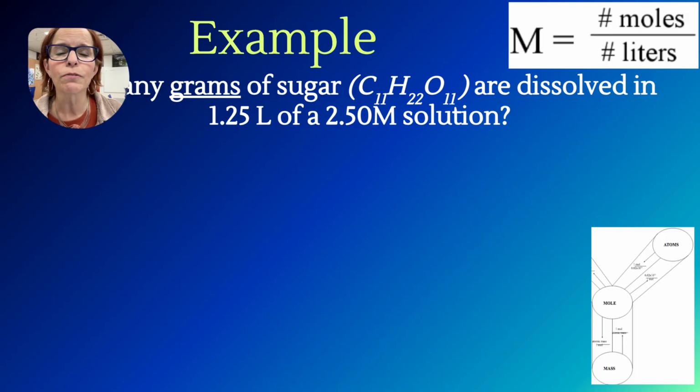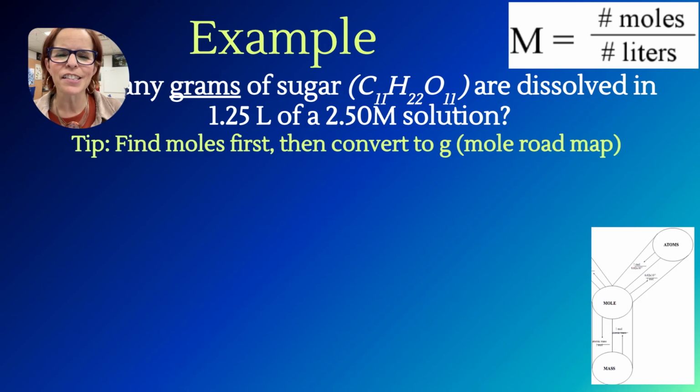It says, how many grams of sugar, C11H22O11, are dissolved in 1.2 liters of a 2.50 molar solution? Wow, that's a lot. Okay, so for one thing, anytime that I see molarity, also called molar, M-O-L-A-R, capital M, I know that it means moles over liters. So I can rewrite 2.5 capital M as 2.5 moles in 1 liter if I need to. So let's take a look. It says, tip, find the moles first, then convert to grams. And we can use the mole roadmap to convert to grams.